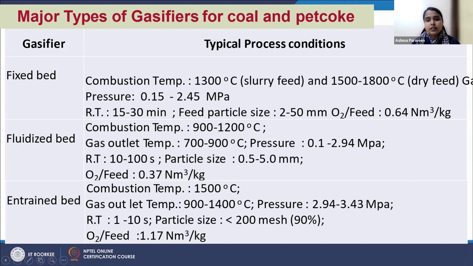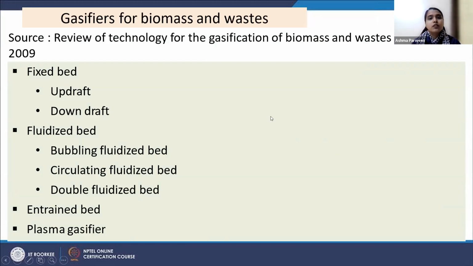Then in entrained bed, it is more efficient as compared to the other two, and the combustion temperature here is about 1500 degrees centigrade. So we can see here that the gas which comes out from the reactor has different temperature also, depending on the reactor which we are using. So next, these are the gasifiers which we use for biomass burning.